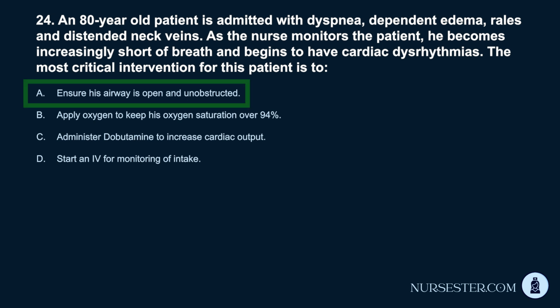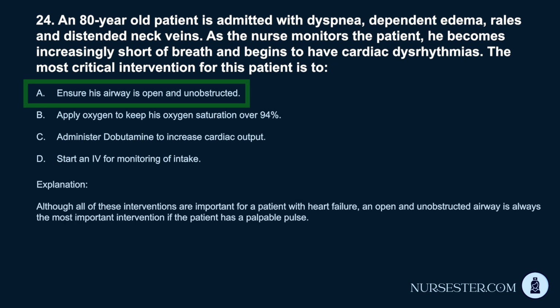Correct answer: A. Ensure his airway is open and unobstructed. Although all of these interventions are important for a patient with heart failure, an open and unobstructed airway is always the most important intervention if the patient has a palpable pulse.